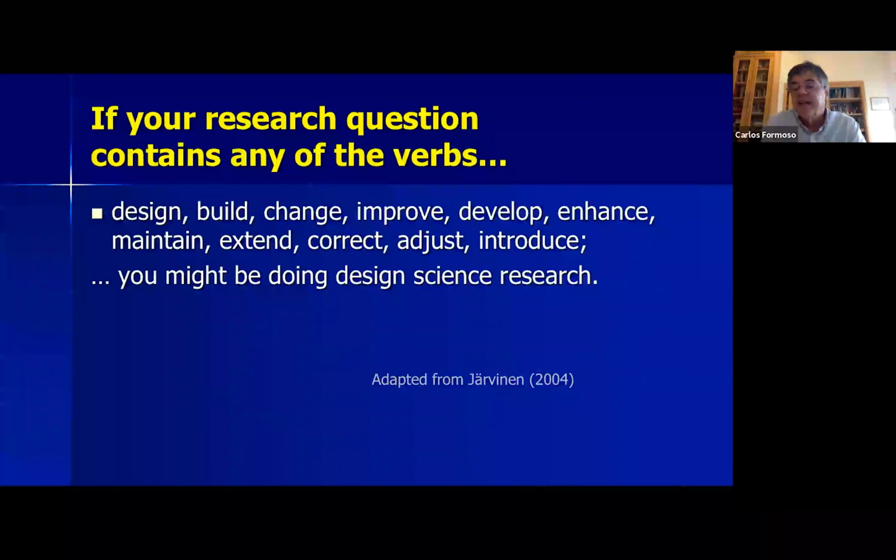So if there are any students in the audience, I believe there are some, think about that. If you're using those words, those verbs in your research questions, research aims: design, build, change, improve, develop, enhance, maintain, and so on, you might be doing design science research, even if you're not aware of that, right? So think about that.